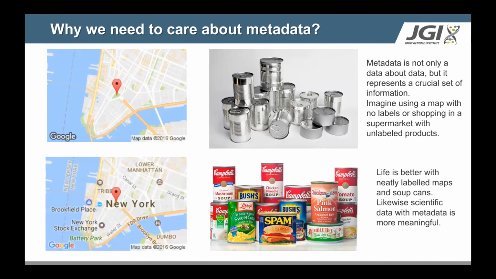How about this? Having an annotated map and also a set of neatly labeled cans in a supermarket, this will definitely help you to find an address you are looking for, or dramatically enhance your shopping experience, right? In the same way, scientific data with well-annotated metadata is more desirable and helps in promoting more meaningful comparative analysis tasks.